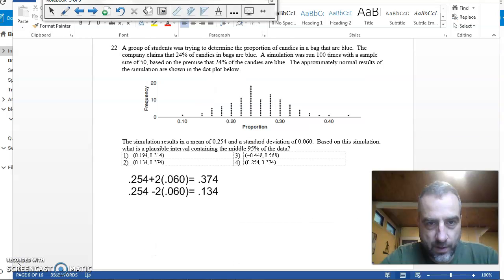Okay, question number 22. It's pretty straightforward. You have to find the interval that contains 95% of the data. So all we've got to do is find the mean, 0.254, standard deviation, 0.060. Add 2 of those, subtract 2 of those, and you get an interval of 0.134 to 0.374. So between 13.4% and 37.4% is the normal results.